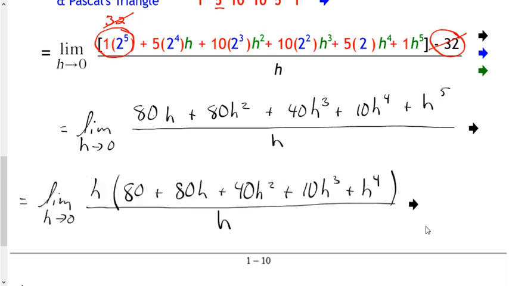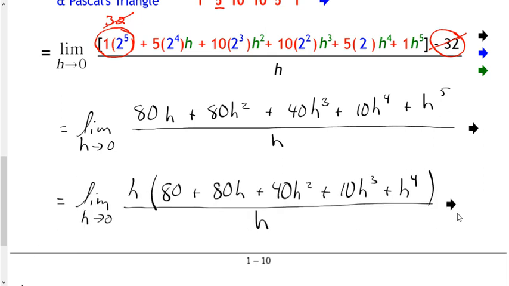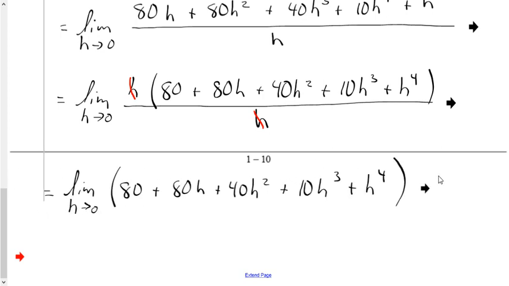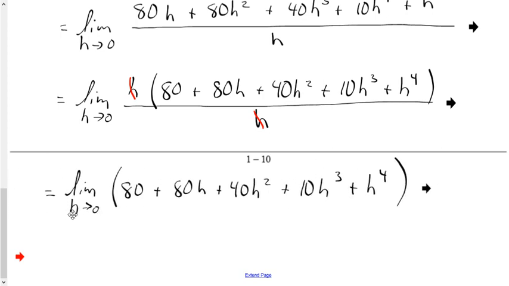Once I've factored it out as a common factor, it can cancel with my denominator. That was my goal because as h approached 0, my numerator went to 0, my denominator went to 0. Here's that problem common factor. So here's what I get. Limit as h approaches 0 of this sum.